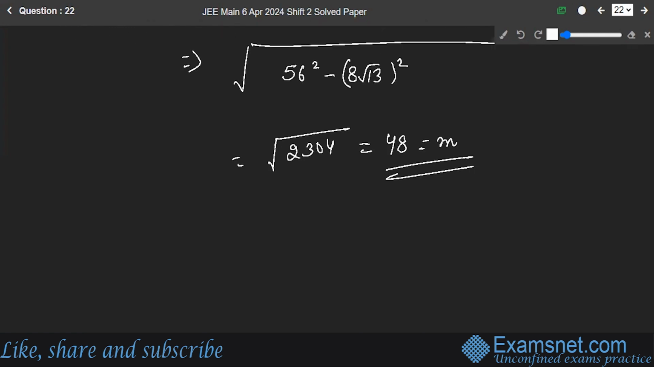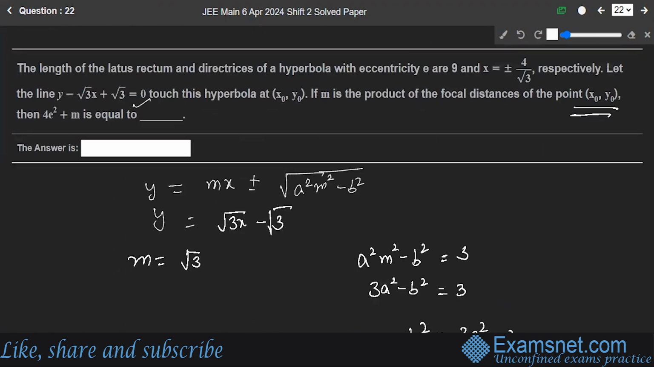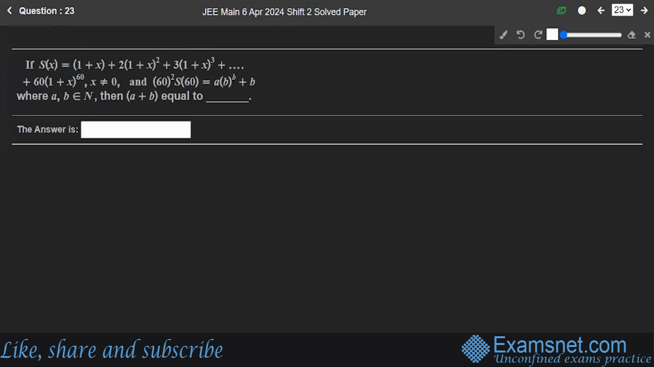You have to find out in the question 4e squared plus m. And what is e squared? It is (13 by 2) squared. M is this. So this will give me 13 plus 48, which is equal to 61. Okay, so 61 is the right answer to the question.